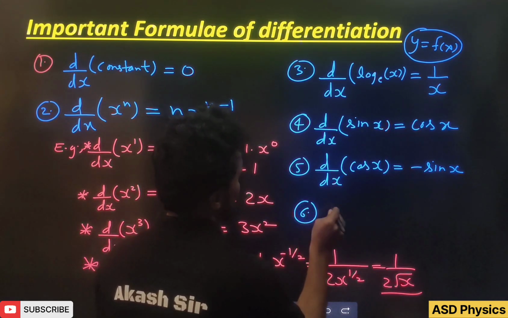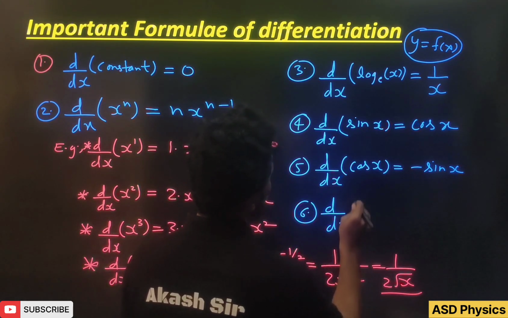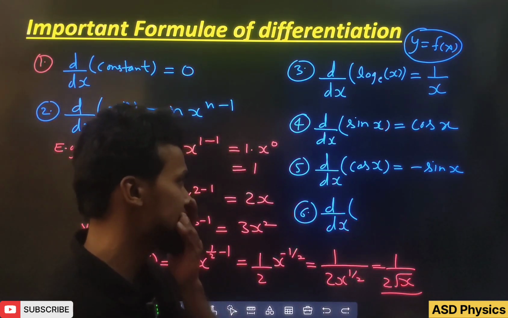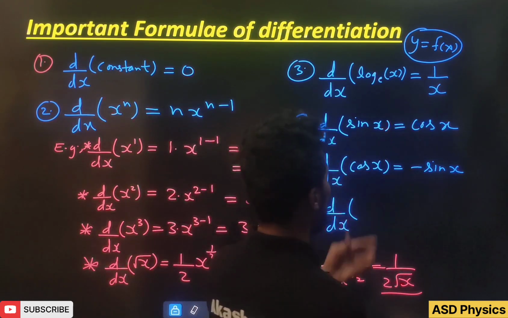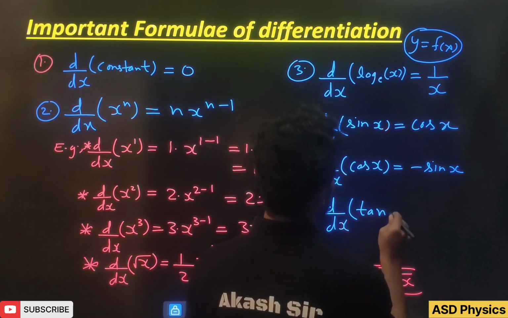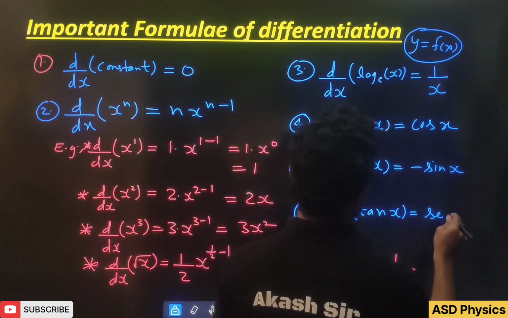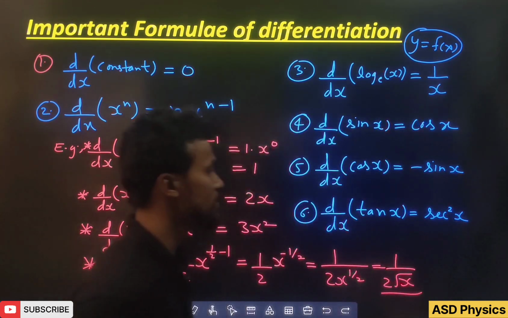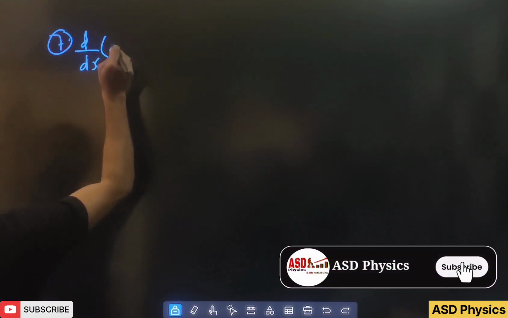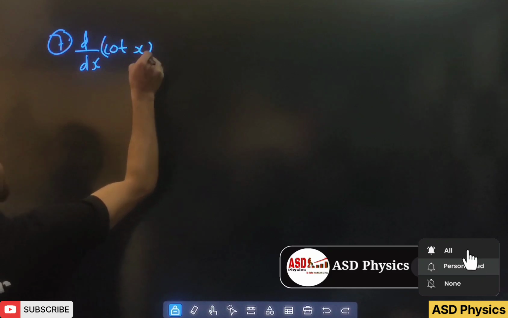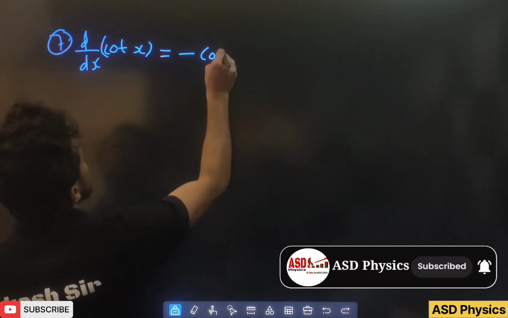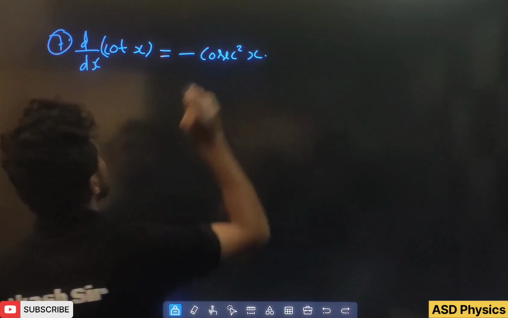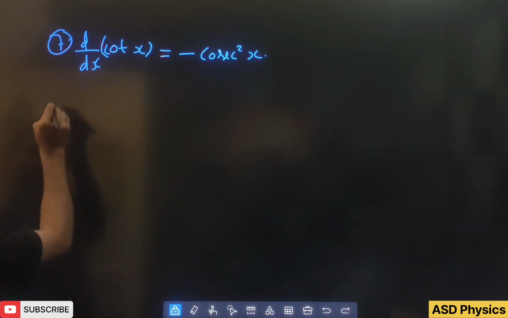Similarly, students, if I am writing here, most of the time, very rarely only it will be used, but let's take for example tan x. So tan x will become sec square x. Similarly, if I go to the seventh one, d by dx of cot x. Cot x will become minus cosec square x. Okay, so at least this thing we should remember.